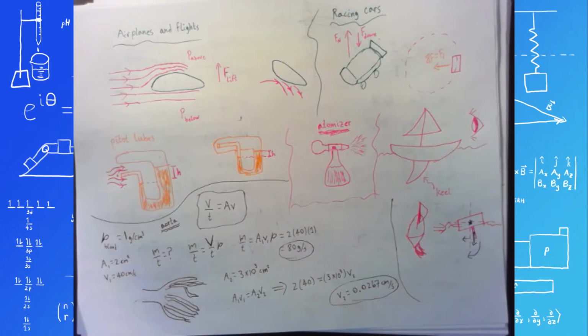Liquid flows through 2 horizontal sections of tubing. In the first section, cross-sectional area is that number, flow speed is that number, and pressure is that number. In the second section, cross-sectional area is that number. Calculate the smaller section's flow speed and pressure. Okay, yeah, let's do this one.